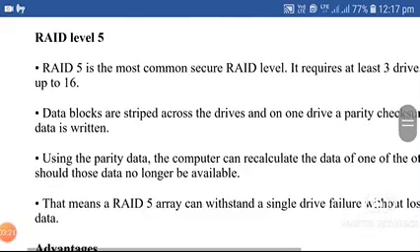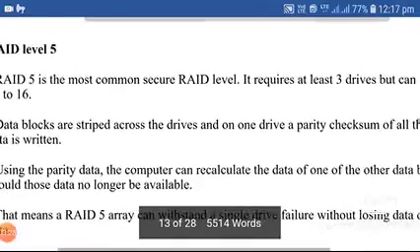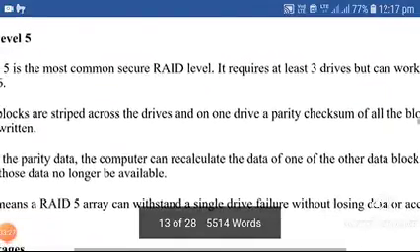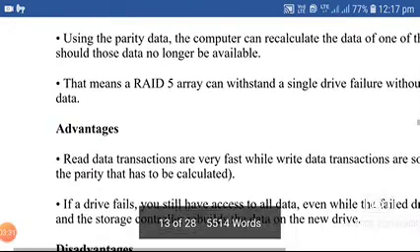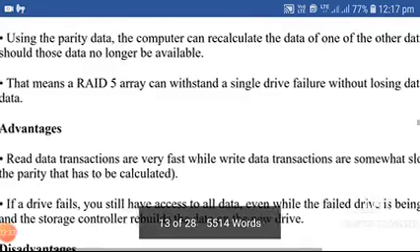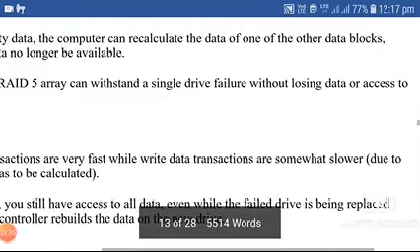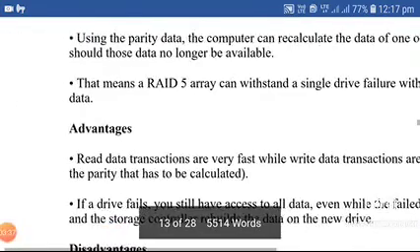Next is RAID level 5. RAID 5 is the most common secure RAID level. It requires at least 3 drives but can work with up to 16. This means a RAID 5 array can withstand a single drive failure without losing data or access to data.